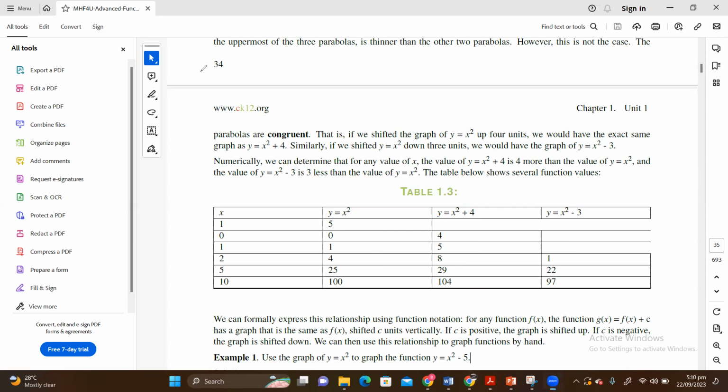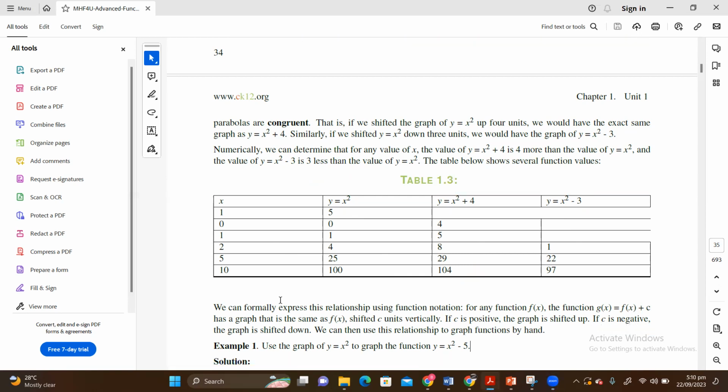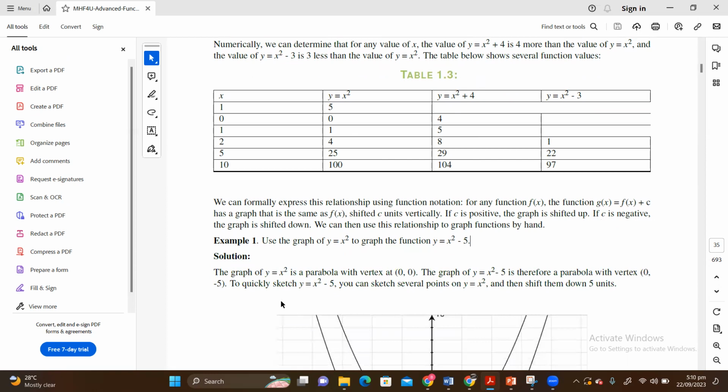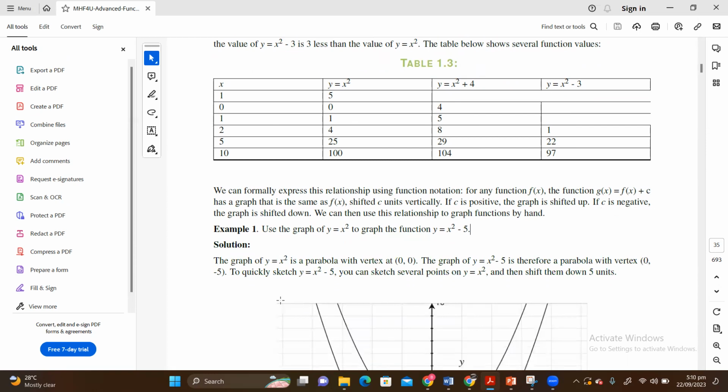We can formally express these relationships using the function notation. For any function f of x, the function g of x is equal to f of x plus c has a graph that is the same as f of x, shifted c units vertically. If c is positive, the graph is shifted up, and if c is negative, the graph is shifted down. Here c is a numerical value. If it is positive, it means shifted up. If c is negative, it means shifted down.